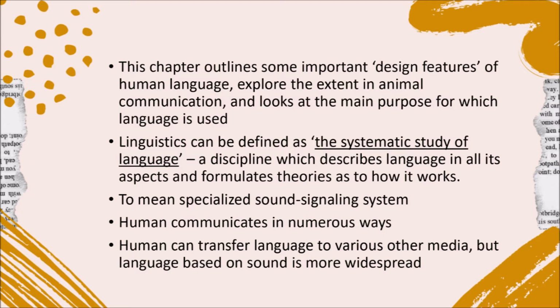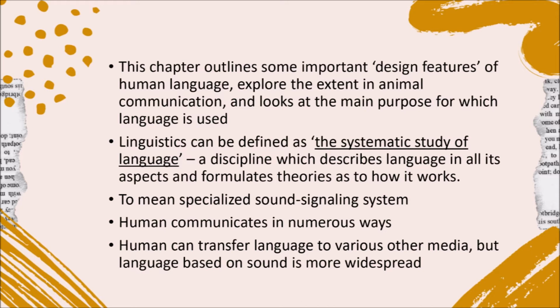This chapter outlines some important design features of human language and explores the extent to which they are found in animal communication. It also looks at the main purposes for which language is used. Linguistics can be defined as the systematic study of language, a discipline which describes language in all its aspects and formulates theories as to how it works.